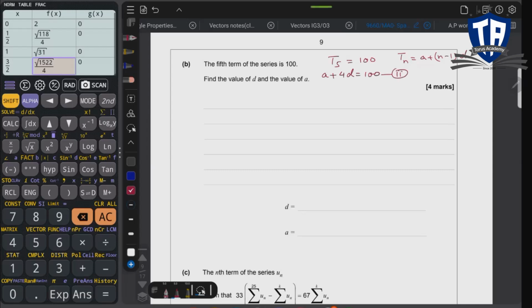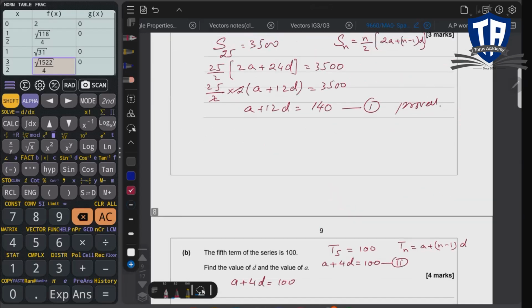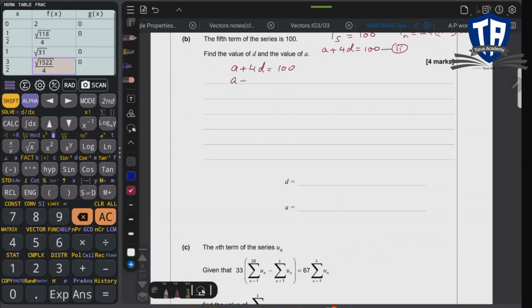The first equation is a plus 4d equal to 100, and the second equation we take from the previous part, which is a plus 12d equal to 140. Solve them simultaneously. d is equal to 5. So now we have the value of d. To find the value of a, you can plug into any equation. So I'm putting it in equation number 2. a plus 5 fours are 20, which means a is equal to 80.